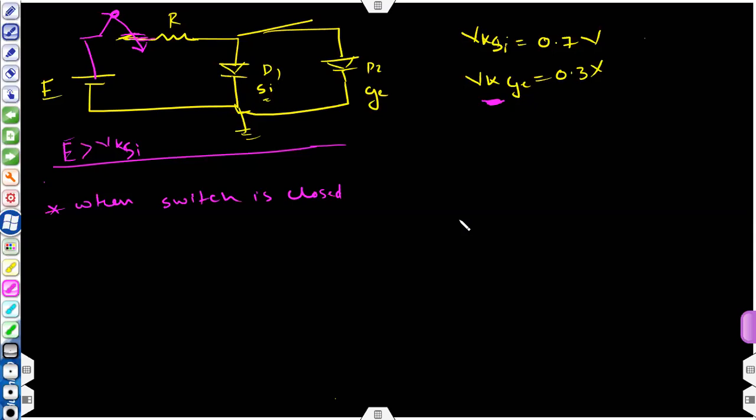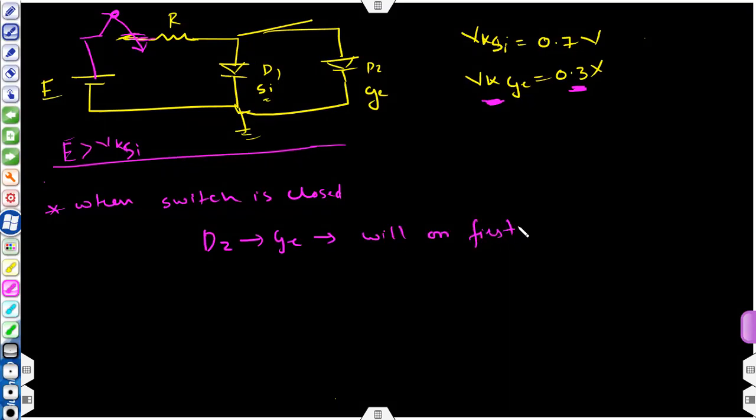So yes, Anshit and Gurkirat, you are absolutely right. At the moment when you will close the switch, what will happen? First diode D2, which is germanium diode, D2 will be in on state first because its turn on voltage is comparatively less, 0.3. So the germanium diode will turn on first. Okay, so that will be the case.